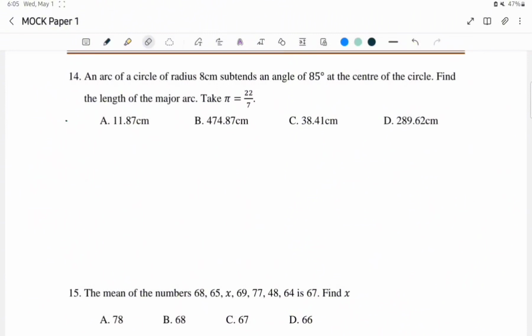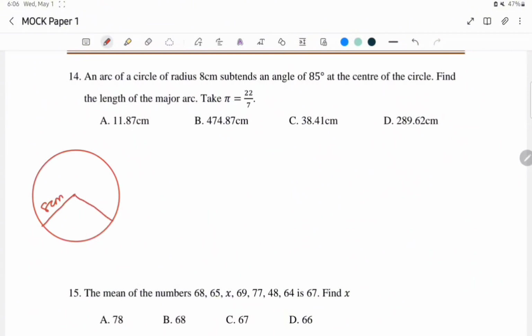Question number 14 says, an arc of a circle of radius 8 centimeters. Let me draw a circle. The radius is 8 centimeters. So the distance from here to here is 8 centimeters. Radius is any line drawn from the center of the circle touching the circumference of the circle. So 8 centimeters, it obtains an angle of 85 degrees.